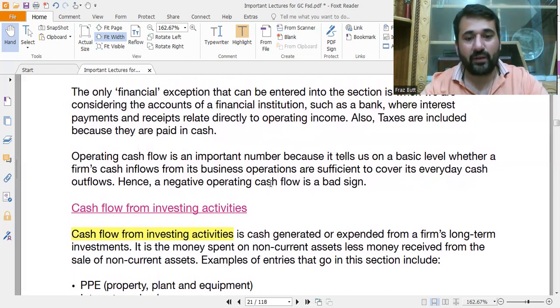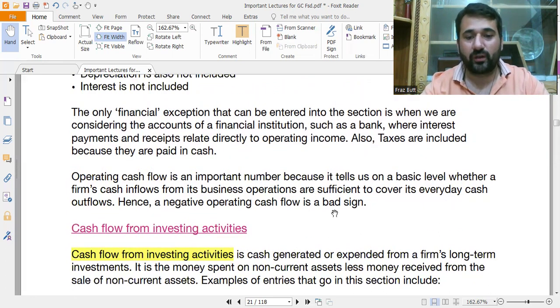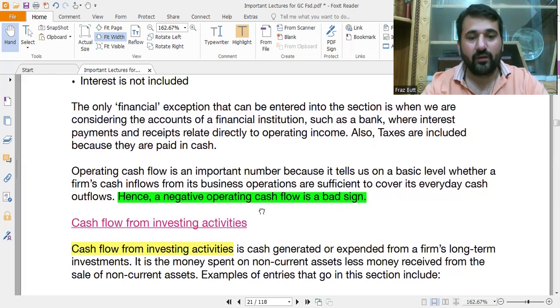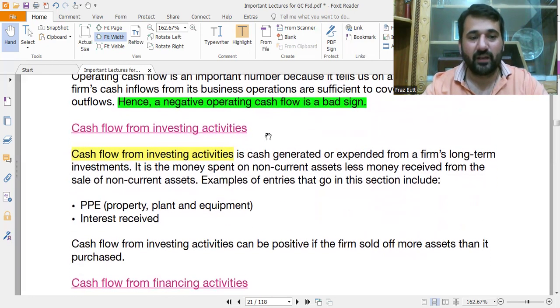Hence, a negative operating cash flow is a bad sign. A negative sign is not a good sign. Let me highlight it for you. Cash flows should not be negative. In the operating activities, especially, the cash inflows should be there and they should be positive. Then cash flow from investing activities, the second head.